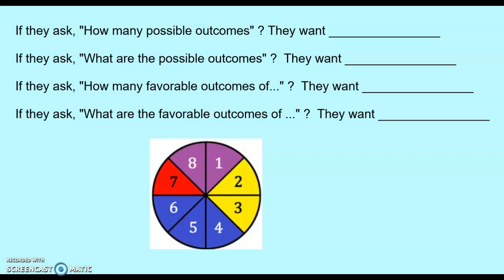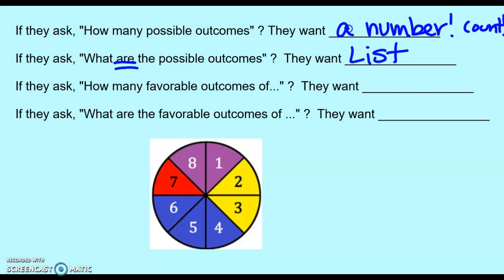So just to summarize here, these are the questions you're going to see in this section, okay? If they ask you how many possible outcomes, they want a number, right? They want a number, so you should count. Count them and just put how many there are, all right? If they ask, what are the possible outcomes, right? What are they? Then they want a list. Tell me what they are. Put it in a list. Write them out.